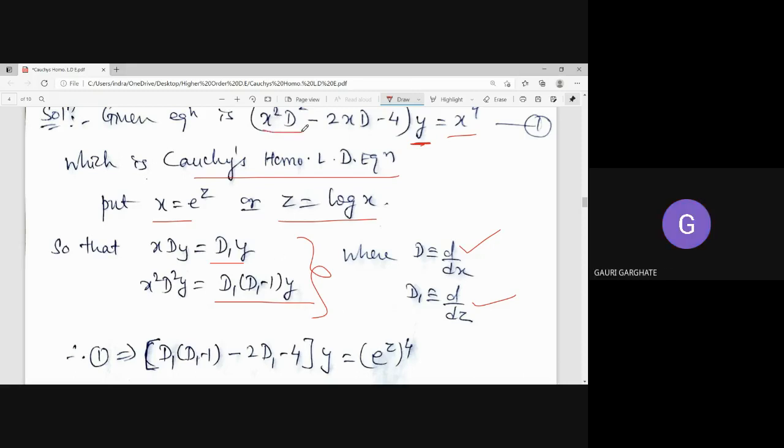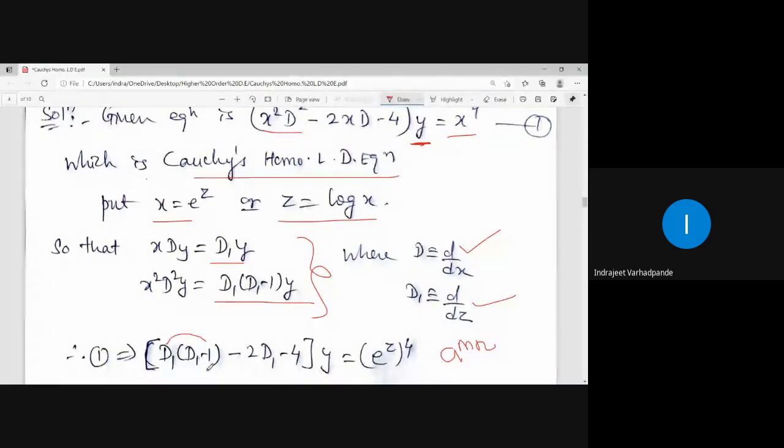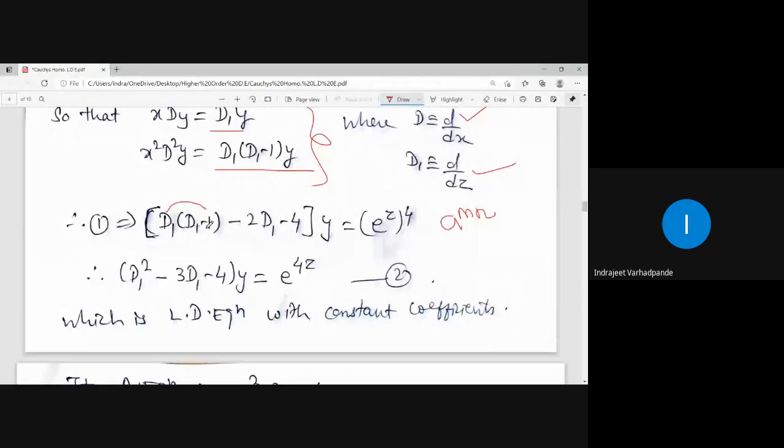So in place of x square d square, I will be writing down d1 into d1 minus 1 minus 2d1 minus 4. And in place of x in the RHS, I am putting e to the power z raised to power 4. By laws of indices, a to the power m to the power n is a to the power mn. So 4 into z will become 4z. So this is d1 square minus d1 minus 2d1 minus 4. So that becomes d1 square minus 3d1 minus 4 whole multiplied by y is equal to e to the power 4z.